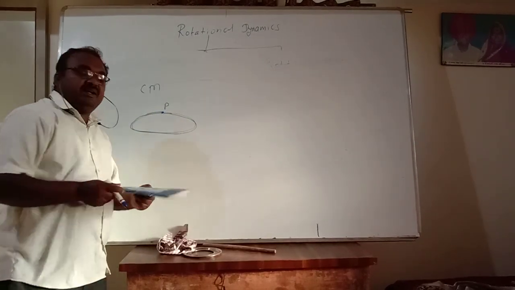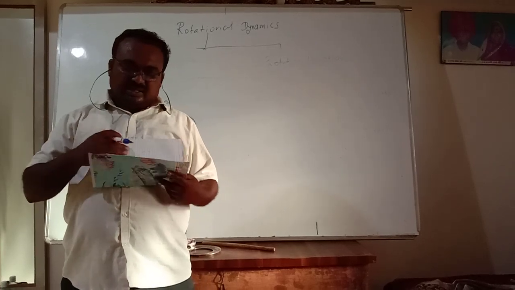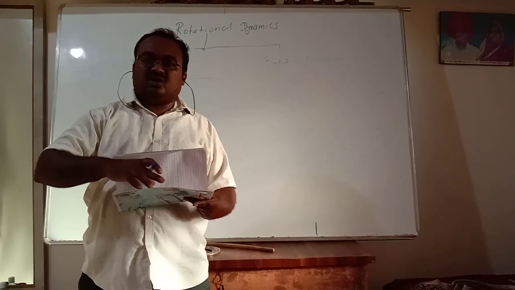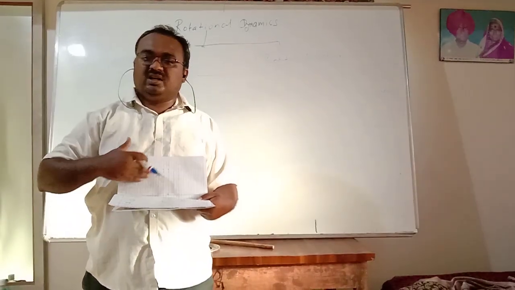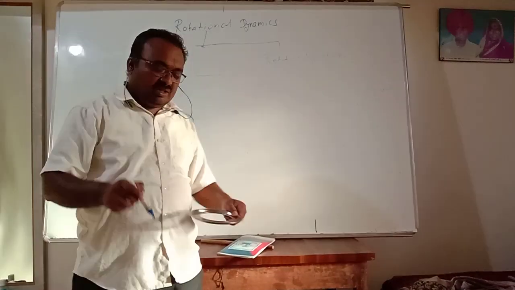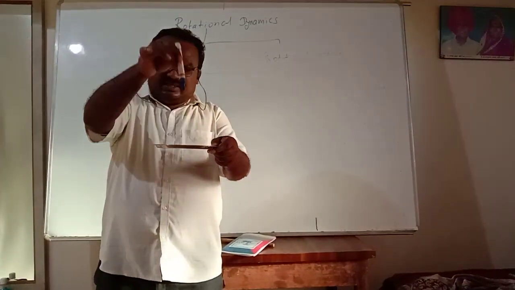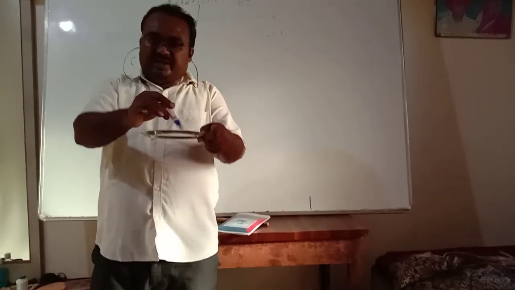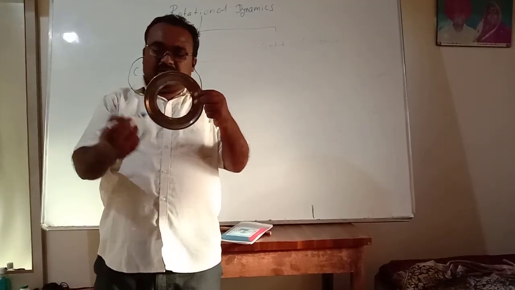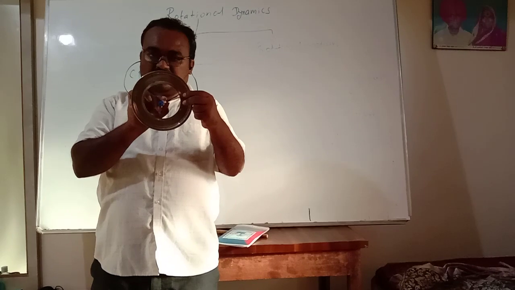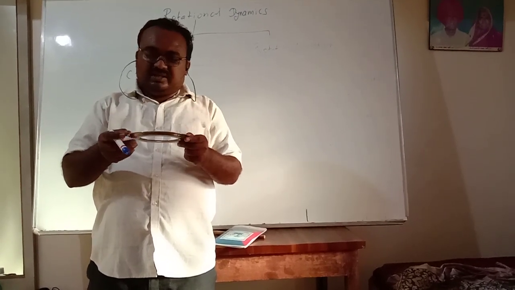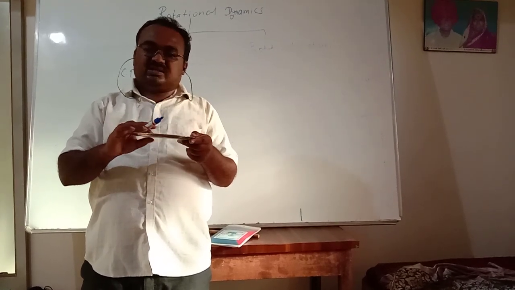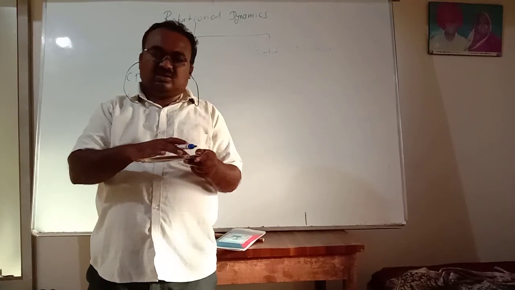This circular motion is again divided into two sections. One is the circular motion in the horizontal plane, and second one is the circular motion in the vertical plane. When a particle is performing circular motion in the horizontal plane, then the axis is vertical. When circular motion is performed in the vertical plane, then the axis is horizontal. Majority of the section of circular motion is in the horizontal plane.